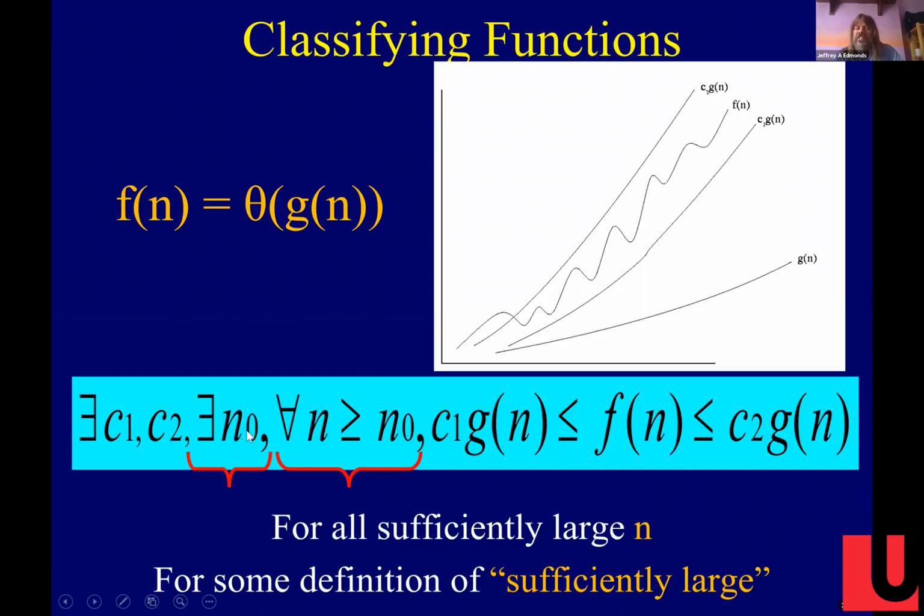Here, we call this n naught. It's my definition of sufficiently big. So I get to come up with the lower bound constant. I come up with the upper bound constant. I get to say what I mean by sufficiently big. And then the adversary comes in and says, okay, great, for every n that's bigger than your sufficiently big, f has to be bounded by your constants. Does that make sense? Very quick question.